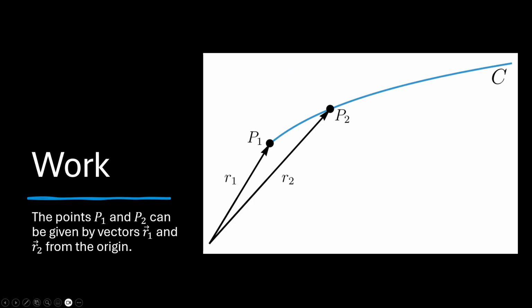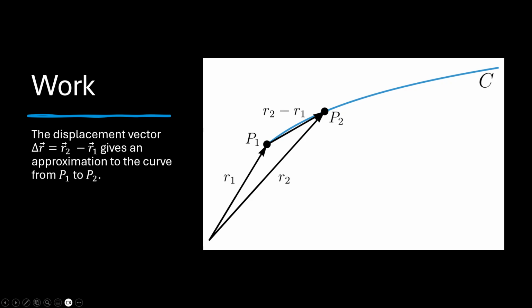We want to work with vectors here, so we can consider the vectors that start at the origin and go out to the points. Let's call this one R1 and this one R2. Those are our vectors that go from the origin to our two points. So we start translating this into a problem with vectors. Now I want to traverse from here to here, and we can see that's approximately given by a vector. Namely, the displacement vector, delta r, we define to be r2 minus r1, which is the vector from P1 to P2.